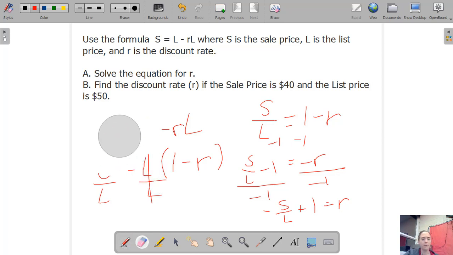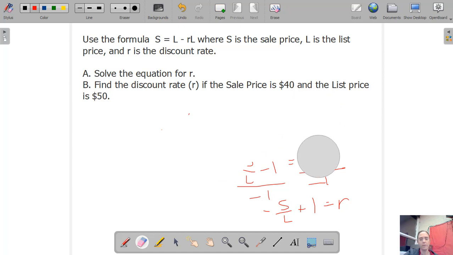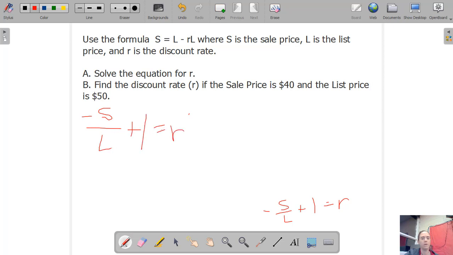All right, now we need to take the equation that we have created. I'm just going to stick with this one, the one we did last. I'm going to write it over here again. So we have negative S over L plus 1 equals R. We're going to take this equation and substitute in these amounts. Our sale price is $40, so we're going to have negative 40 over the list price, which is $50, so over 50, and then plus 1 equals R.